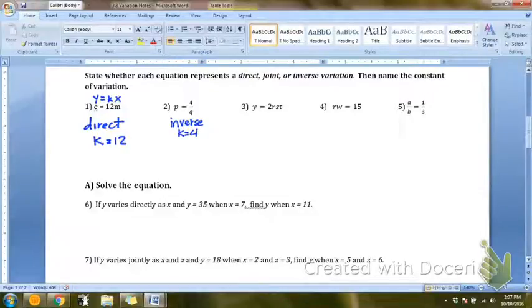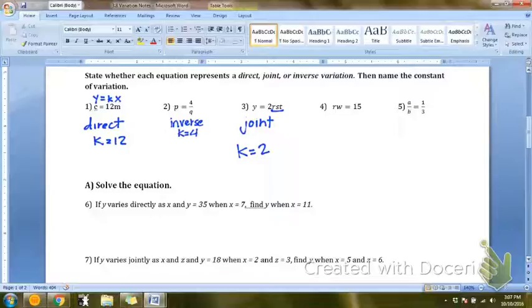Number 3, Tish, what does that look like? What type of variation does that look like? Joint. Does it matter that there are 3 variables that are being multiplied together? It doesn't. Okay? So this is joint variation. Emily Hagee, what is our constant? 2. Excellent.